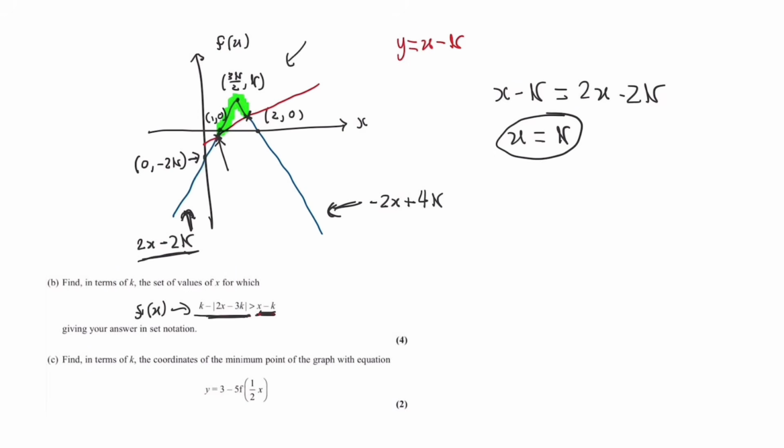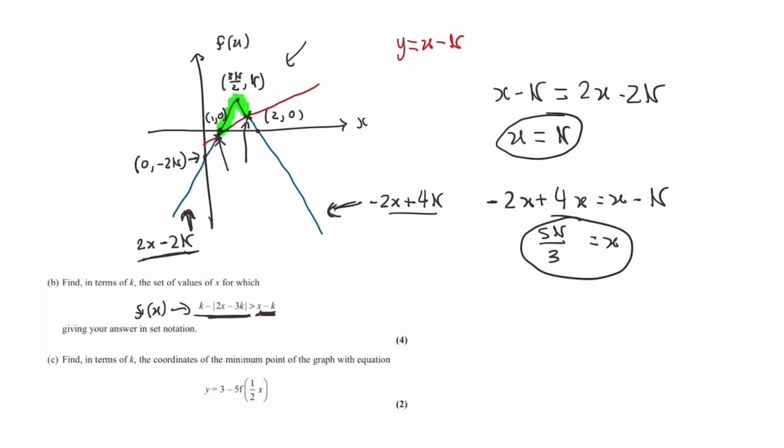And now what we're going to do is find the second intersection point, which is going to be minus 2x plus 4k is equal to x minus k, because those are the 2 lines that are intersecting. If we solve this, then we're going to get x is equal to 5k over 3. So these are our two values.